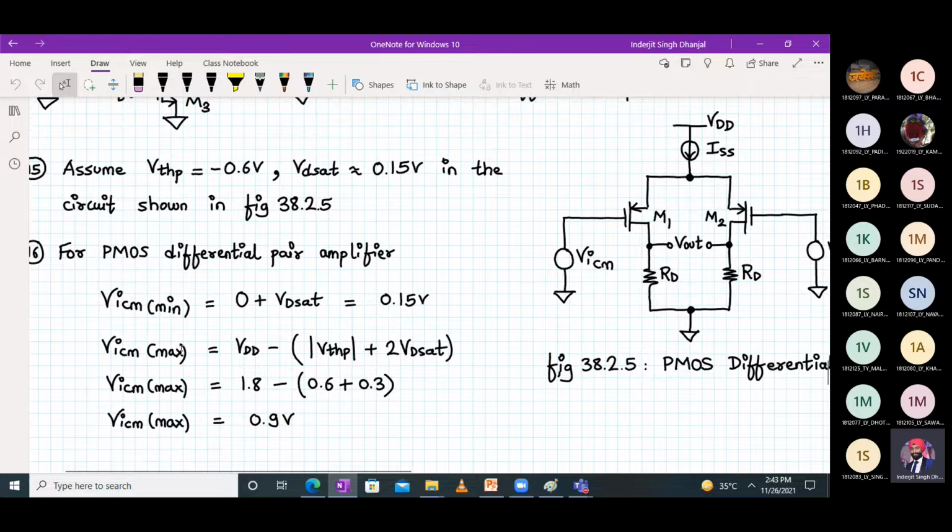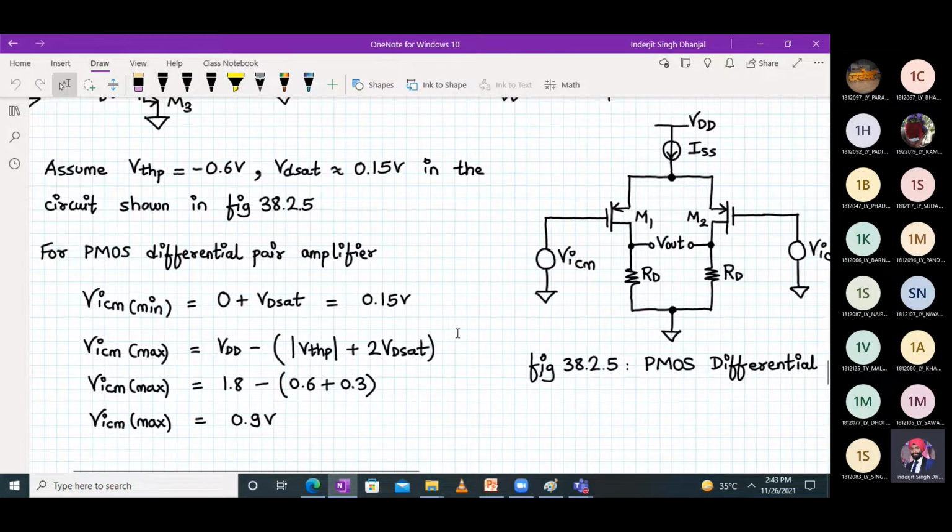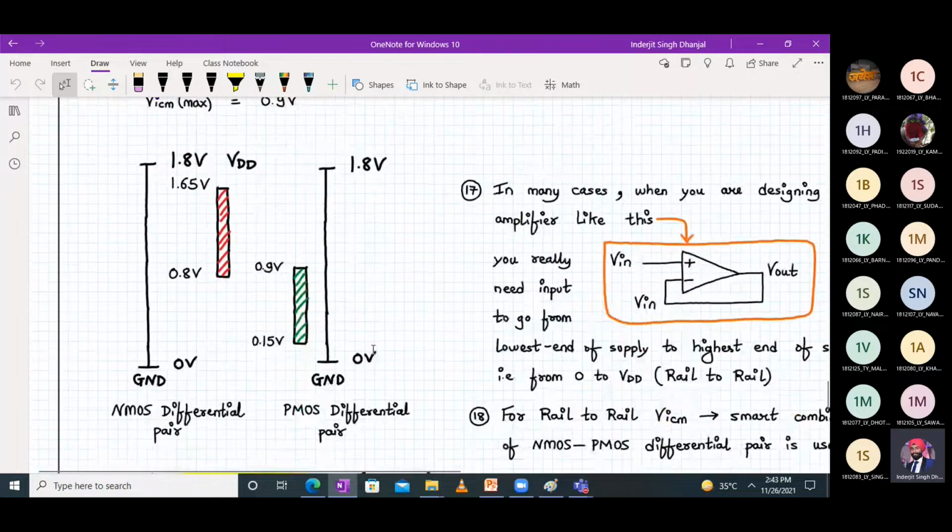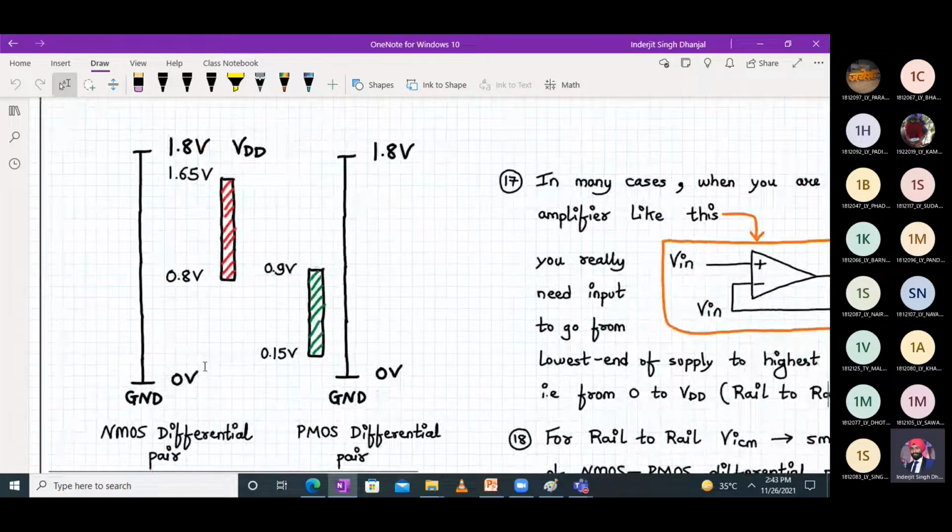Your maximum input common mode level will be VDD minus mod of VTP plus twice VDSAT. According to the analysis, this will be 1.8 minus 0.6 minus twice 0.15, which is 0.3. So 1.8 minus 0.9 will be 0.9. So for a PMOS differential pair, our common mode range will be between 0.15 volt and 0.9 volts.